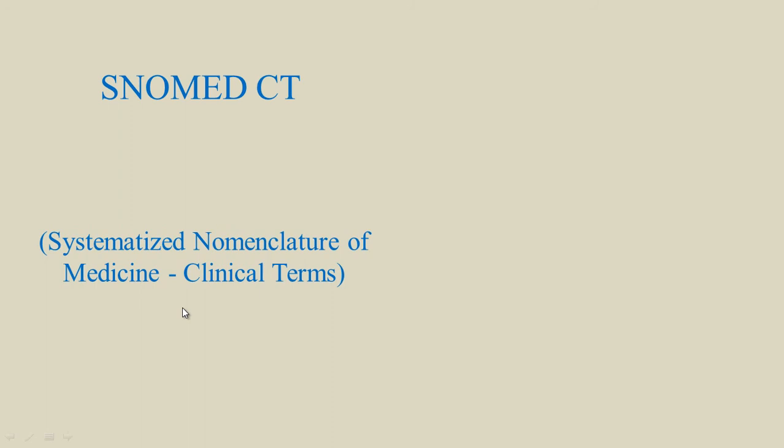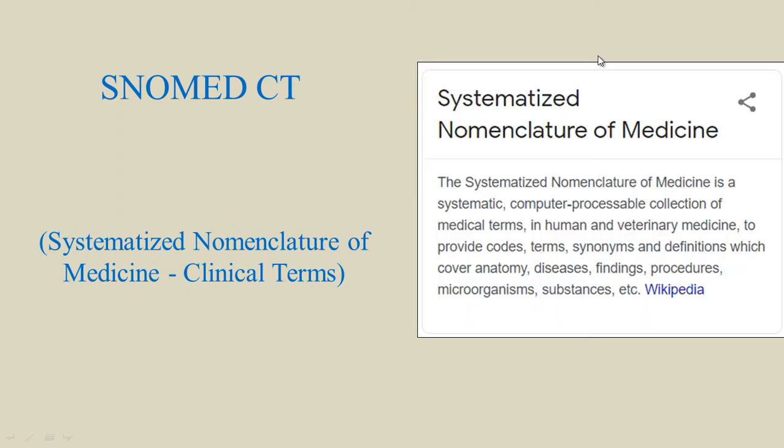SNOMED CT. Systematized Nomenclature of Medicine, Clinical Terms. The Systematized Nomenclature of Medicine is a systematic computer-processable collection of medical terms in human and veterinary medicine to provide codes, terms, synonyms and definitions which cover anatomy, disease, findings, procedures, microorganisms, substances, etc.